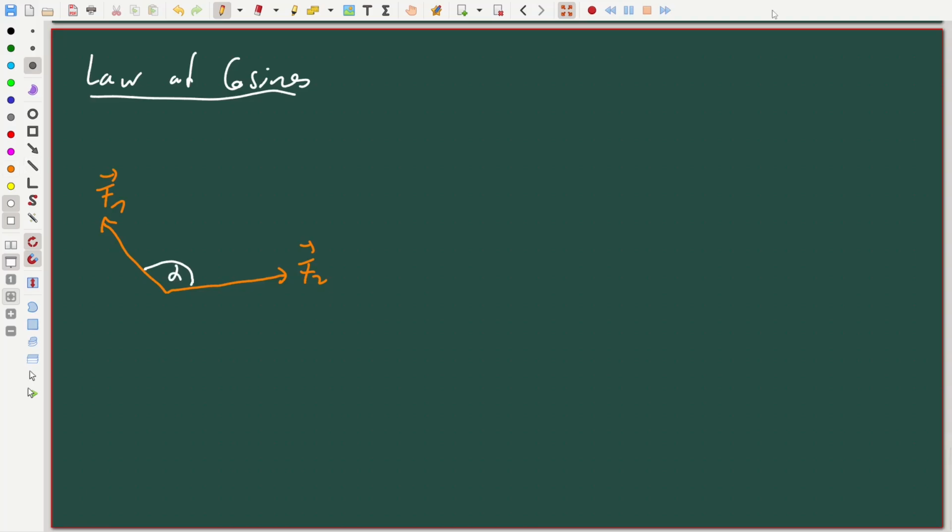If we want to add them up, again, we can either shift F2 to the tip of F1, or we can use a parallelogram. In this case, it would look similar to this. Then we can calculate our net force in this direction, and we could simply call that again F3. Then we have the angle alpha here as well, and also an angle beta here and an angle beta here.